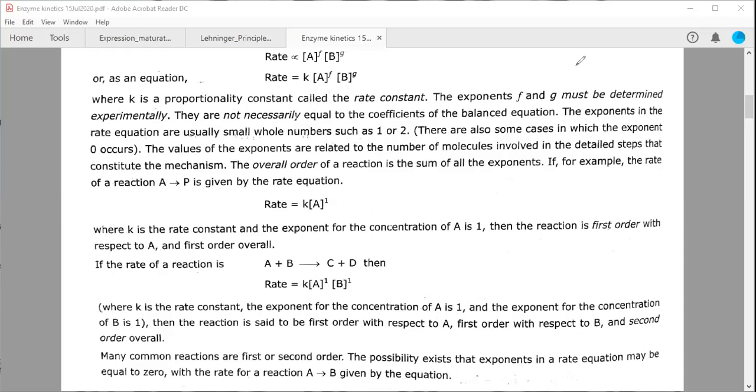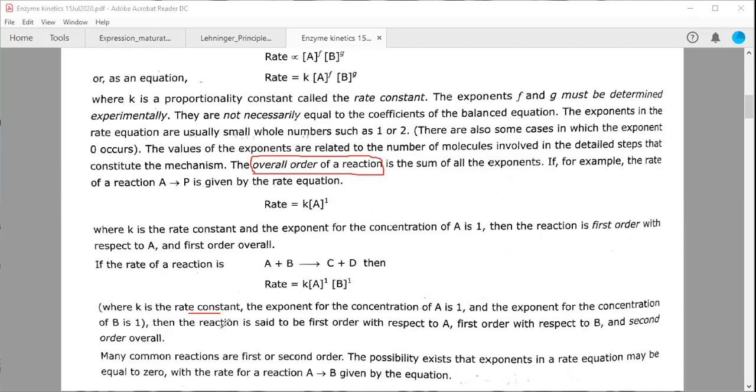Okay, so now if you need to calculate the overall order of the reaction, in some questions they have asked for the overall order of the reaction. So how will you calculate it? You simply add these values. Here K is called the rate constant, the exponent of the concentration A is 1 and the exponent of concentration B is also 1.